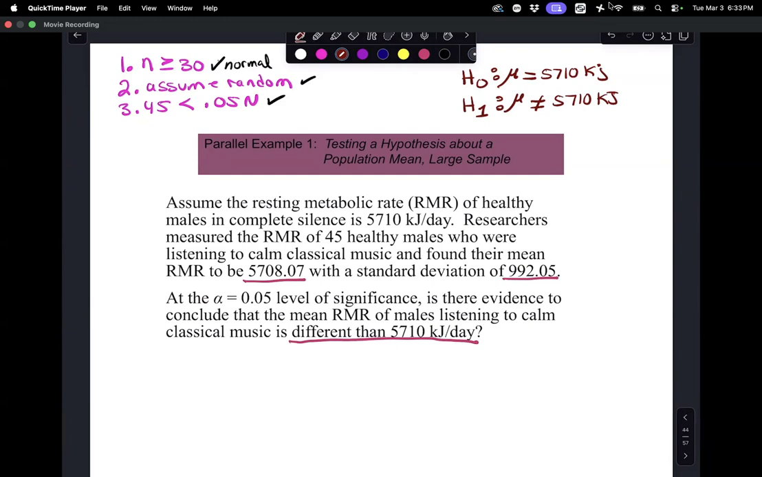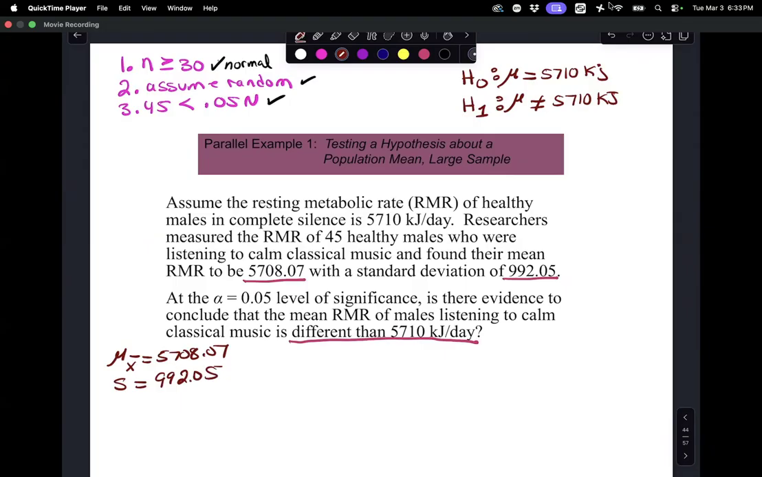Okay, this is lovely. I'm going to write a few things down. My mean, woo, that's weird. My mu sub x bar is 5708.07. My standard deviation, no, this is just a standard deviation. S, not sub x bar yet. 992.05, because this is not my standard error. This is just the standard deviation of my sample.